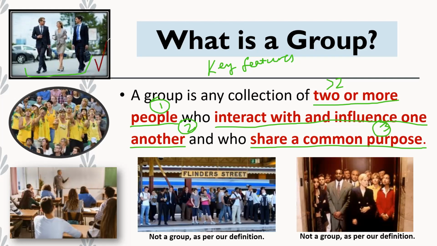So they are a group. This particular group of people look like they're at a sports match. They're all kind of wearing the same color, standing next to each other, and they look like they're there for the same purpose. So they are a group. The same thing with the classroom example, that is a group.